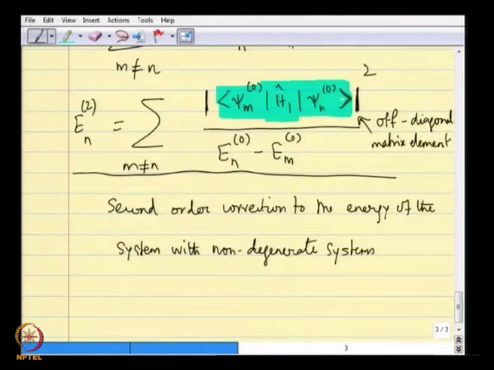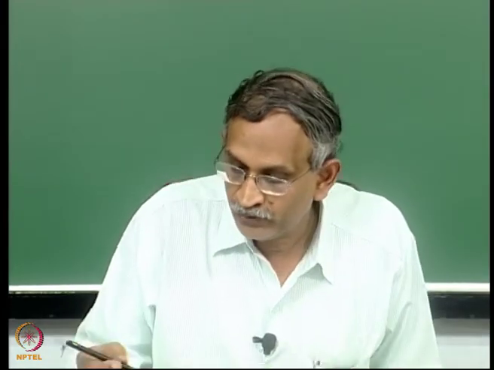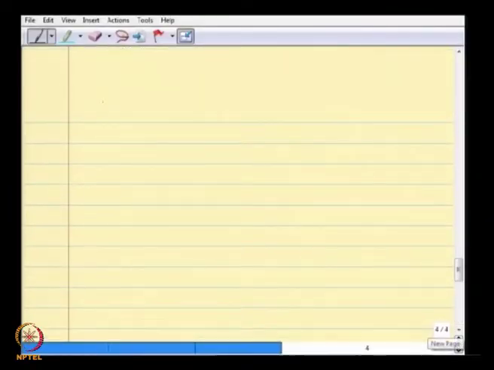The off diagonal matrix element, but unfortunately the perturbation correction does not depend only on that. It depends on the magnitude of the off diagonal matrix element squared divided by the energy difference between the corresponding diagonal and the off diagonal quantity. Now, let us see that pictorially what it means.